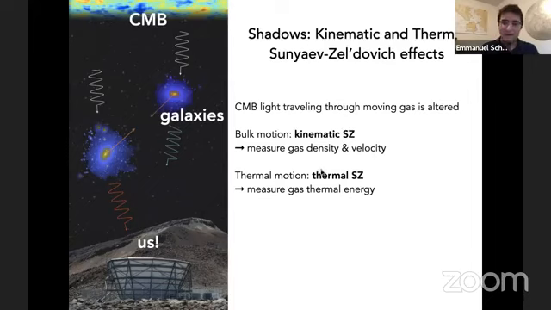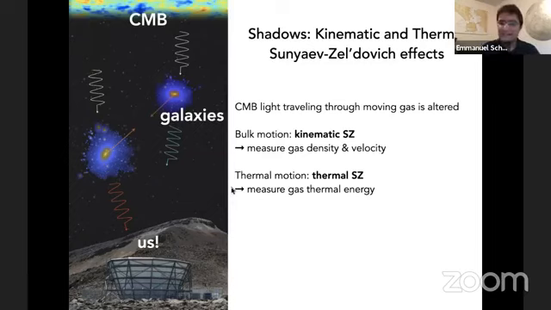The other shadow, this thermal SZ effect, actually tells you about the thermal motion inside the gas, and so how hot it is. So if you can measure this shadow, you know how much thermal energy is in the gas. So that's kind of nice. It's a bit more than a normal shadow of your hand.